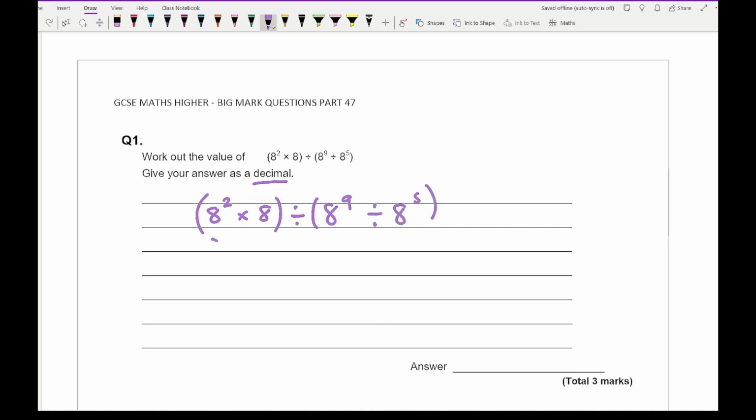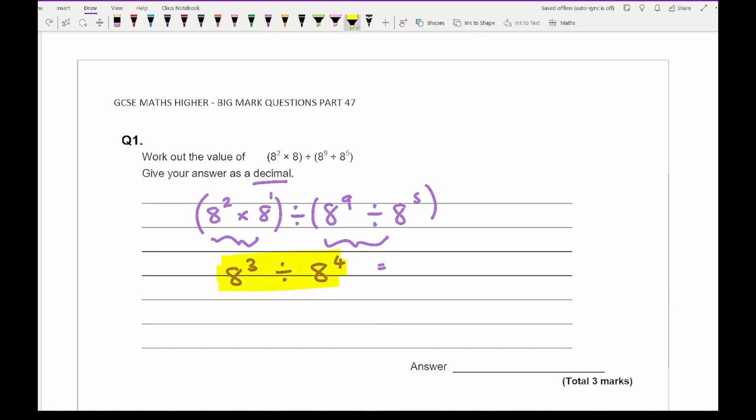All I'm going to do is simplify each of the brackets. Although the second 8 hasn't got a power, if there's no power then it's got a power of 1. When we're multiplying we add the powers, so that's going to be 8 to the power of 3, divided by, and then the second bracket: when we're dividing we take away the powers, so that's going to be 8 to the power of 4.